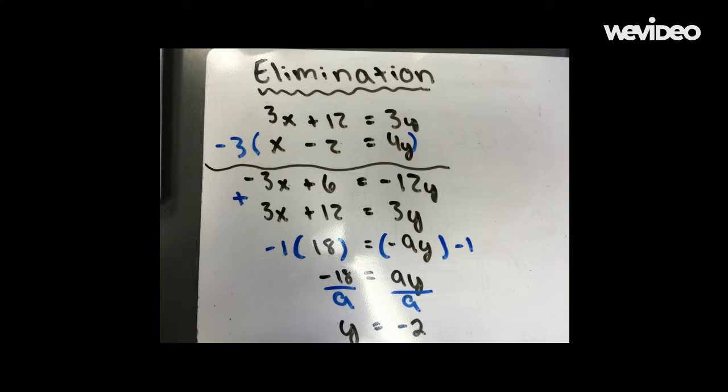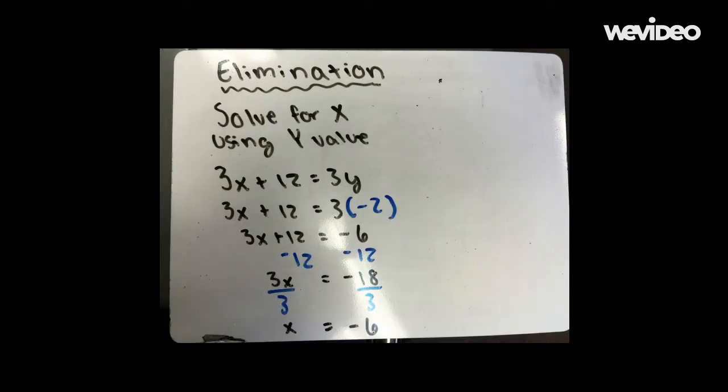6 plus 12 is 18. And then a negative 12y plus 3y is negative 9y. I then multiplied by a negative 1 to get y positive. So then we get 9y equals negative 18. And to get y by itself, we then have to divide by 9. So we get y equals negative 2.